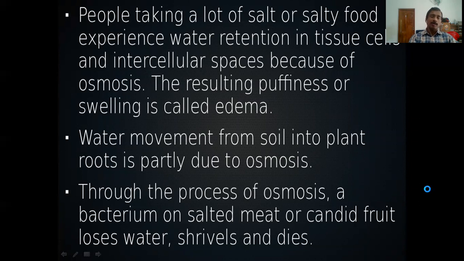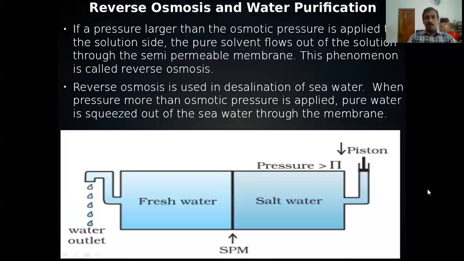Another important thing: reverse osmosis and water purification. From seawater, you can make fresh water by reverse osmosis. Here in the picture, you can see an arrangement. Salt water is taken in this compartment, and here you can see pure water, and these two are separated by a semi-permeable membrane, SPM.